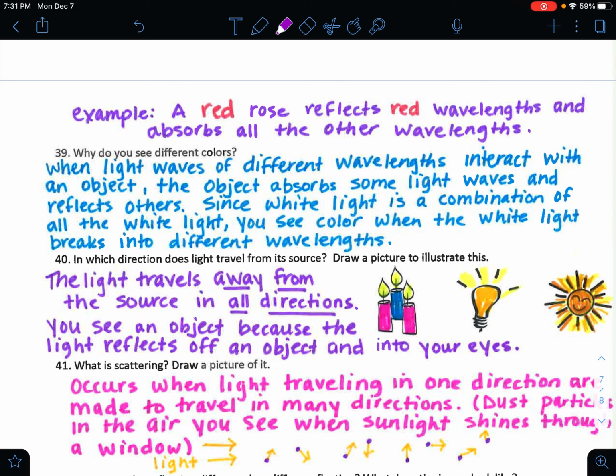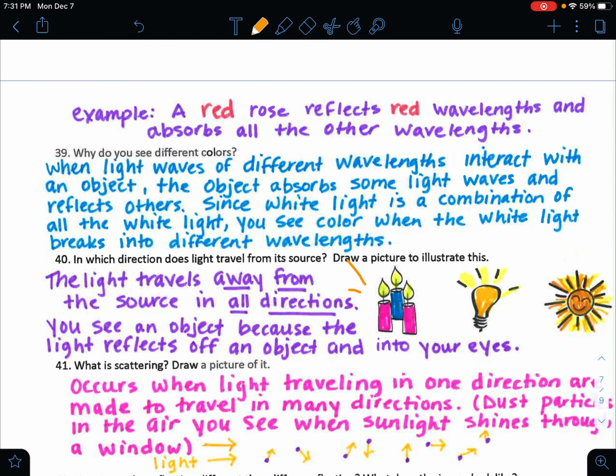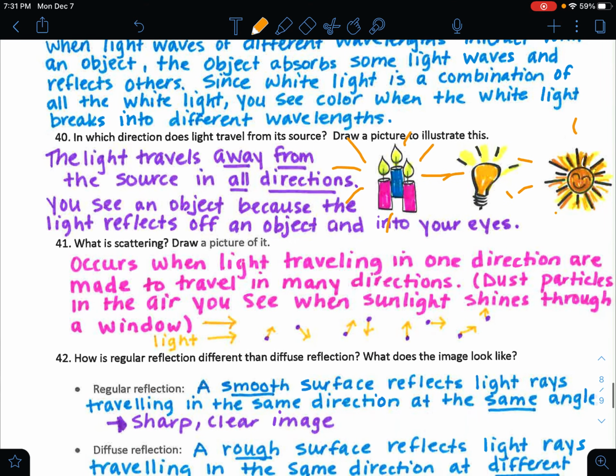So the light travels away from the source in all directions. So we could have this going out in all directions. Okay, you see an object because the light reflects off of an object and then up into your eyes. That book that you're reading is not making its own light. You're reading that book, that physical book, because a light is on. If you turn that light off, you can't read that book anymore, because if it doesn't emit its own light, we require a light source to bounce off of that object and up into our eyes.